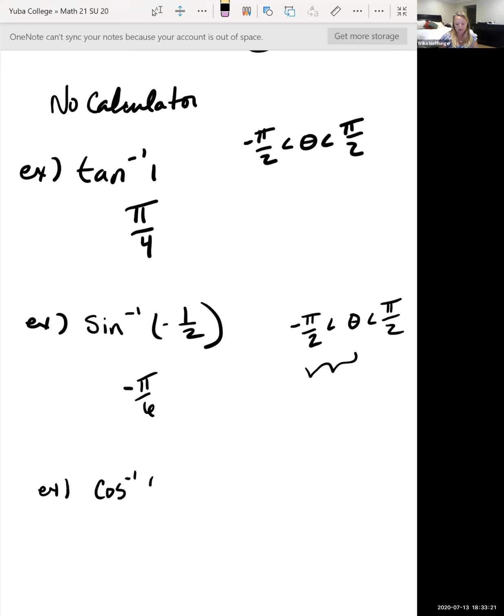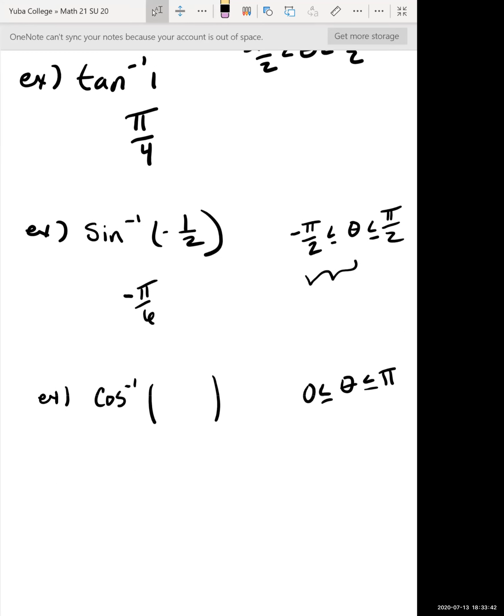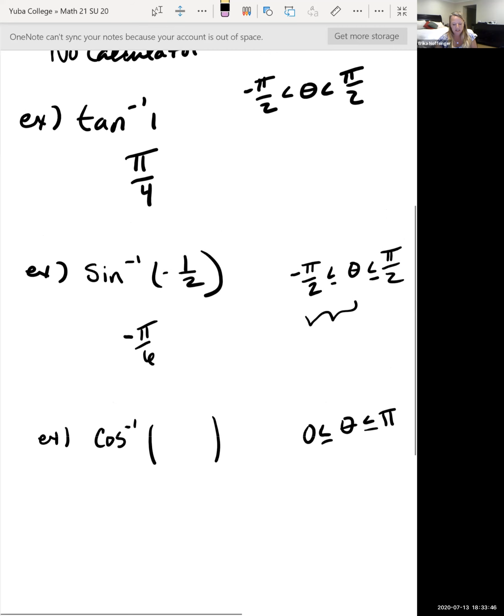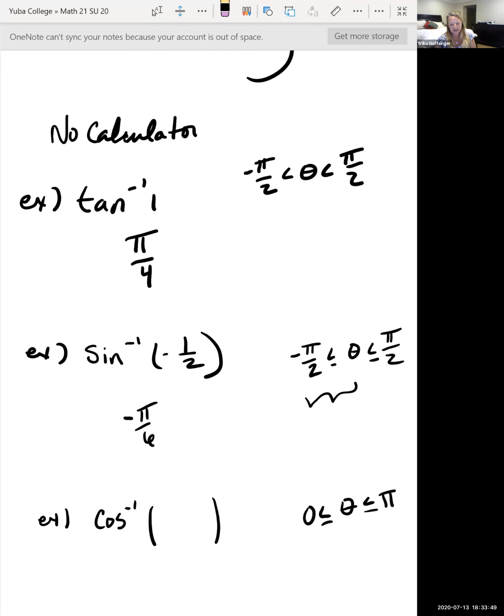And if it's a cosine inverse, our range is between 0 and pi. These, we actually want to include the inequalities technically. Tangent, we don't, because these are actually where our asymptotes are lying.